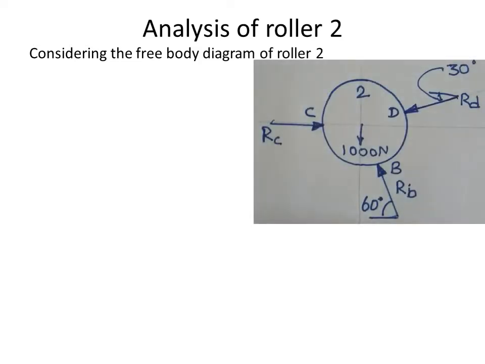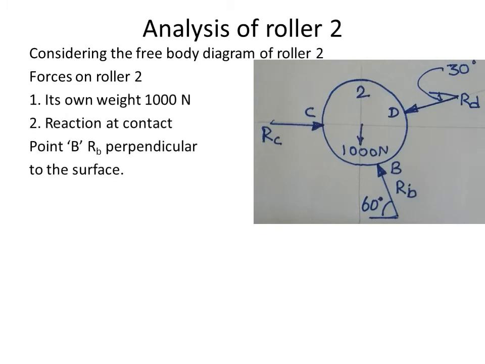We will take the second roller, analysis of roller 2. Considering the free body diagram of roller 2, forces on roller 2 are its own weight 1000 newtons. Reaction at contact point B, RB, perpendicular to the surface. RB will be at an angle of 60 degrees to the horizontal.